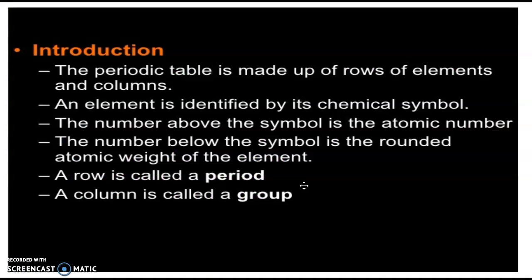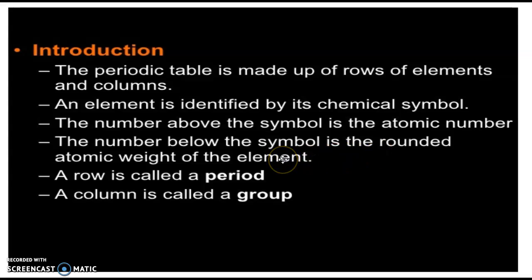Before that, we will give an introduction to the periodic table. The periodic table is made up of rows and columns of elements. An element is identified by its chemical symbol, a capital letter, and sometimes both a capital letter and a small letter. The number above the symbol is its atomic number, and the number below the symbol is its atomic weight.